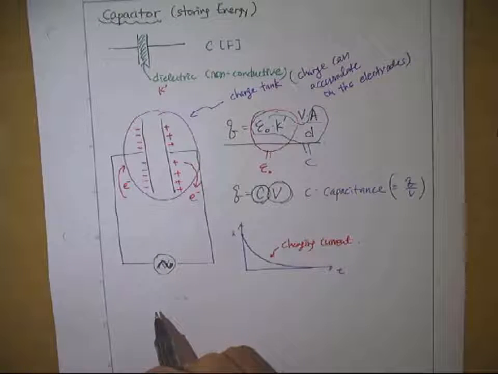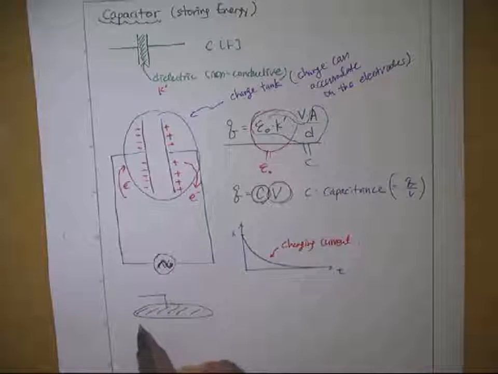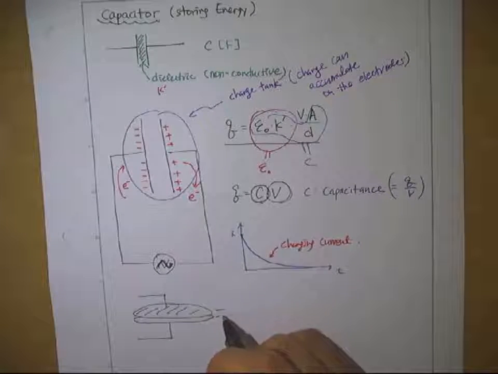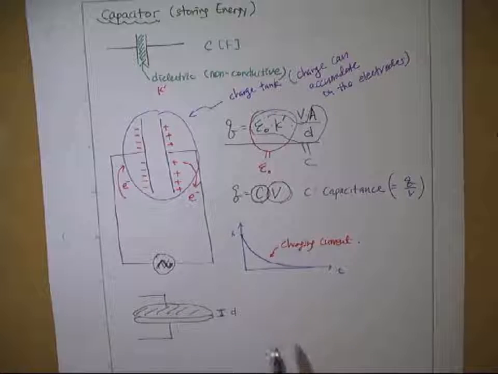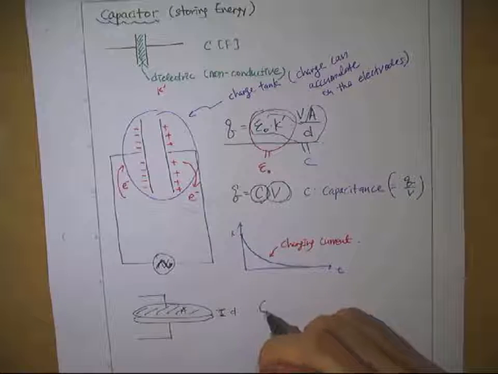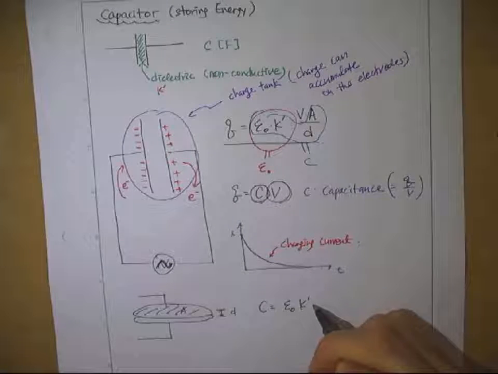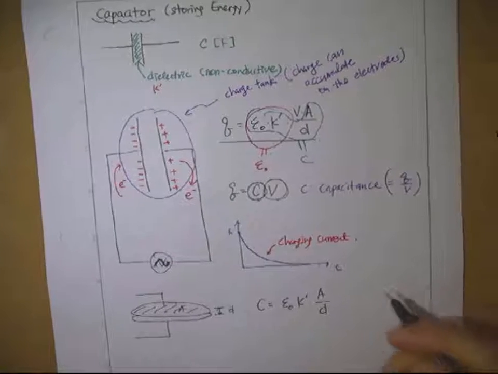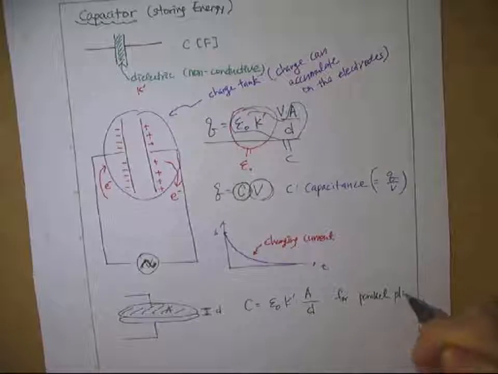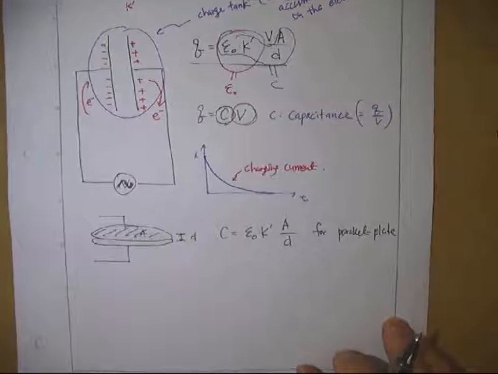For two parallel plates, you have a distance d between the parallel plates, and the area of the parallel plate is A. Then the capacitance is epsilon naught kappa prime times A over D, for a parallel plate type capacitor.